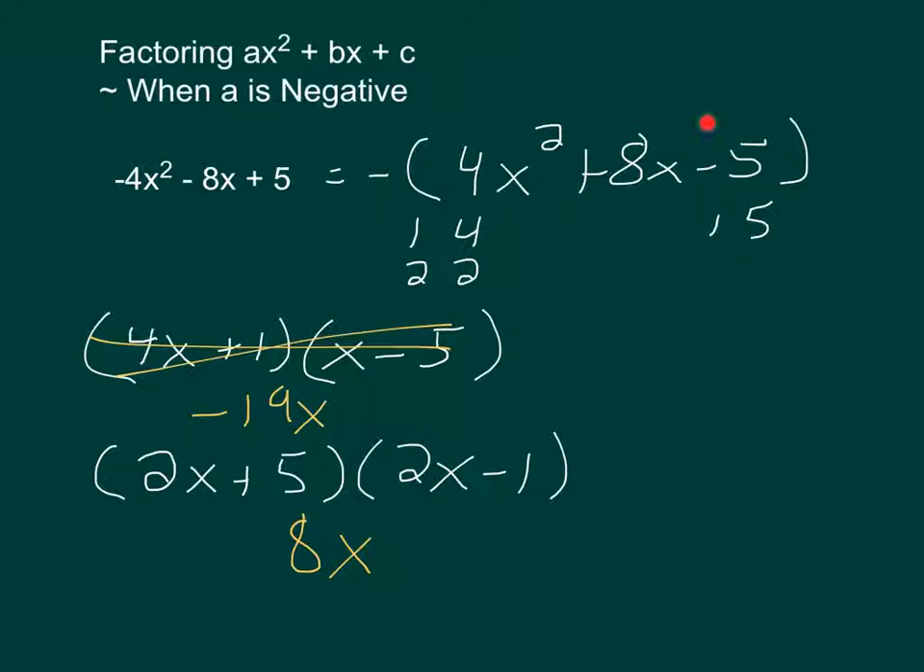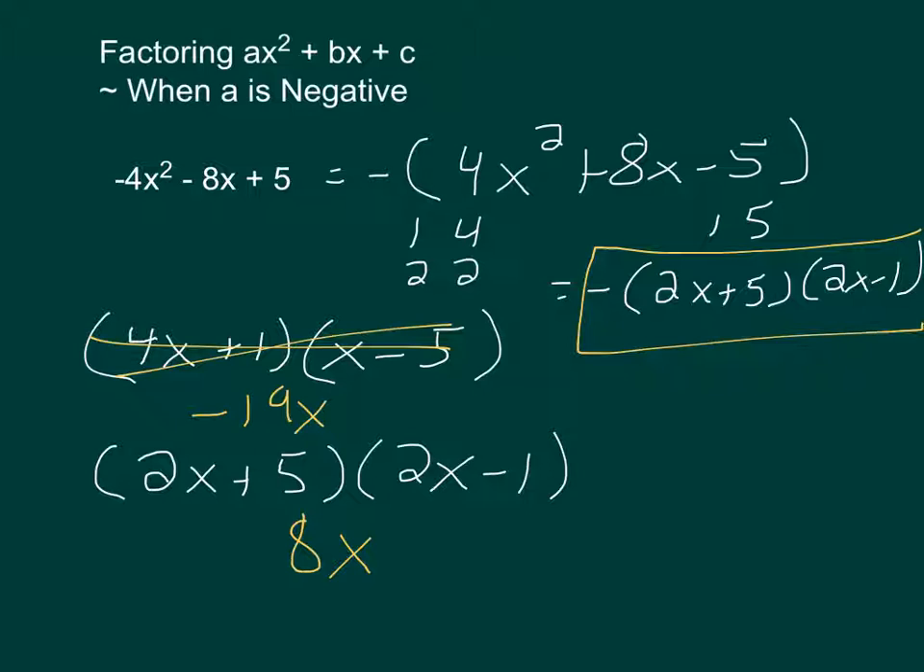here. This is what we were looking to get, and so that's the part of the expression that's in the parentheses. So for my final answer, I just need to make sure that I include the negative. That's going to be negative times 2x plus 5 times 2x minus 1. And that's going to be my final answer. So once again, just some guessing and checking. There's a few different combinations we'd have to look at. Hopefully you get lucky and get it sooner rather than later.